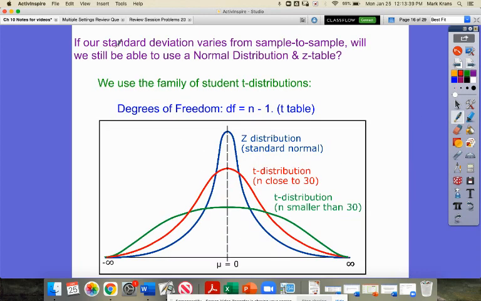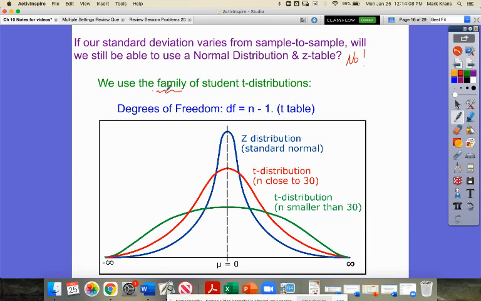Okay, so if our standard deviation varies from sample to sample, will we be able to use a normal distribution in a z table? No, we need this family of distributions called the student t distributions. And we'll watch a video in class that shows why it's called student t. But there's something called degrees of freedom, and it's equal to my sample size minus 1. And you'll see that on our t table in a second.